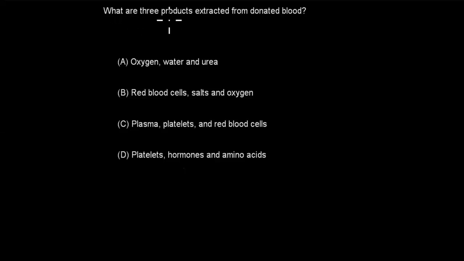Next is, what are the 3 products extracted from donated blood? A, oxygen, water, and urea. B, red blood cells, salts, and oxygen. C, plasma, platelets, and red blood cells. And D, platelets, hormones, and amino acids. Pause the video and attempt the question.